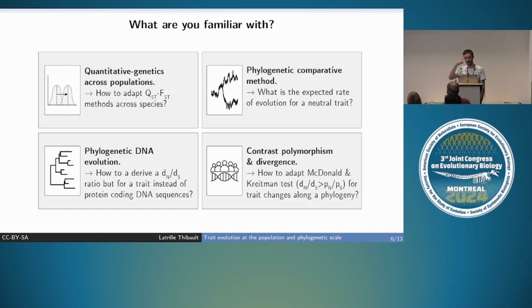If you're more used to PCM methods, the question you have is, for the rate of the Brownian process, what would be your neutral expectation for that sigma? Now, if you're more of a molecular geneticist and you've used the dN/dS ratio, the question would be, how can we adapt this strategy of using a dN/dS ratio across the phylogeny, but for a trait instead of protein-coding DNA sequences? And if you are looking more at polymorphism-divergence contrasts, and you've used the McDonald-Kreitman test, you want to do the same thing, but for a trait. And also, you want that to work across the phylogeny.